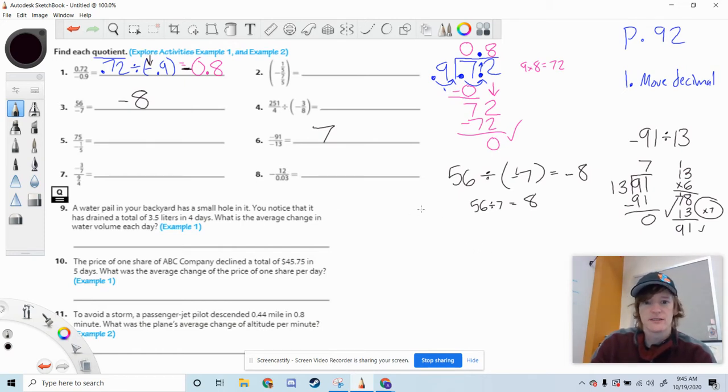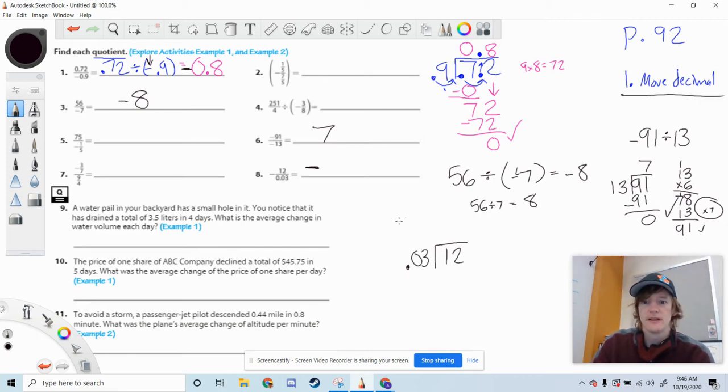Number 8 says this negative here is in the front, but it's the same thing as we had on number 1 and number 3. There's just one negative in this problem. So I know my final quotient is going to be negative because there is one negative there. So let's do 12 divided by 0.03.